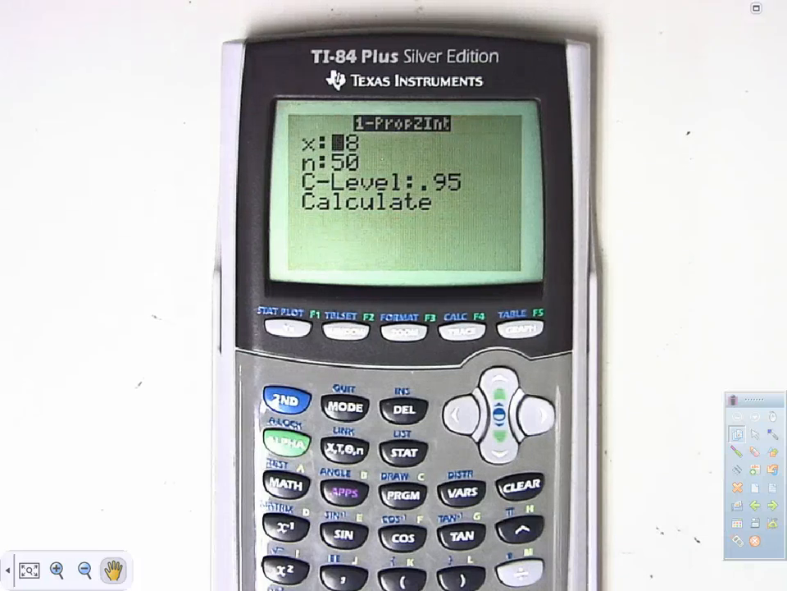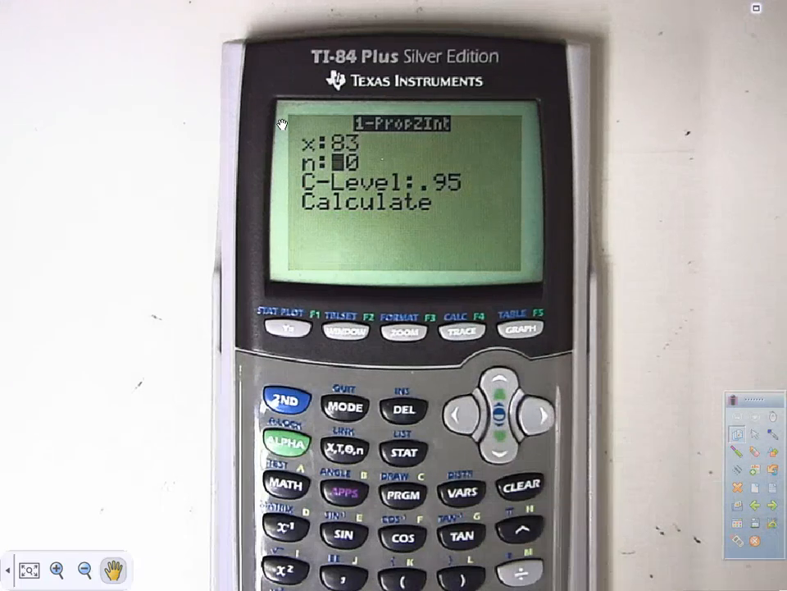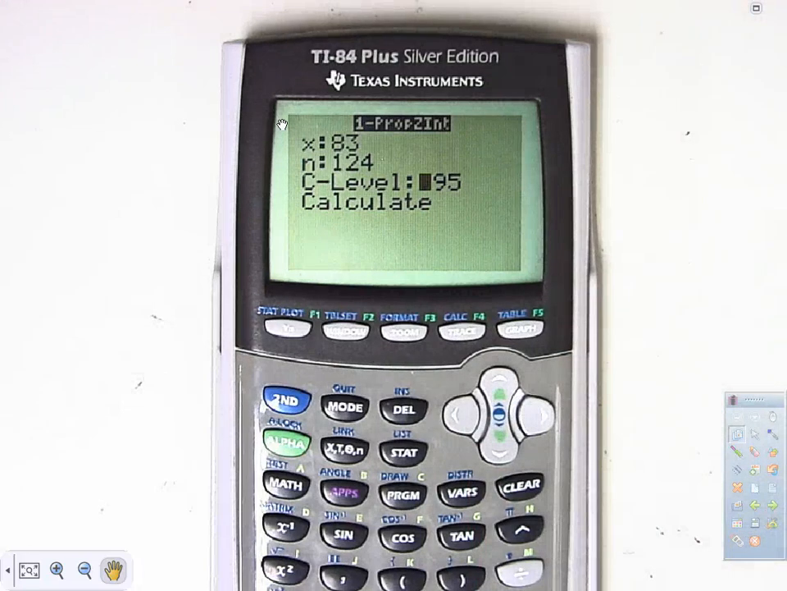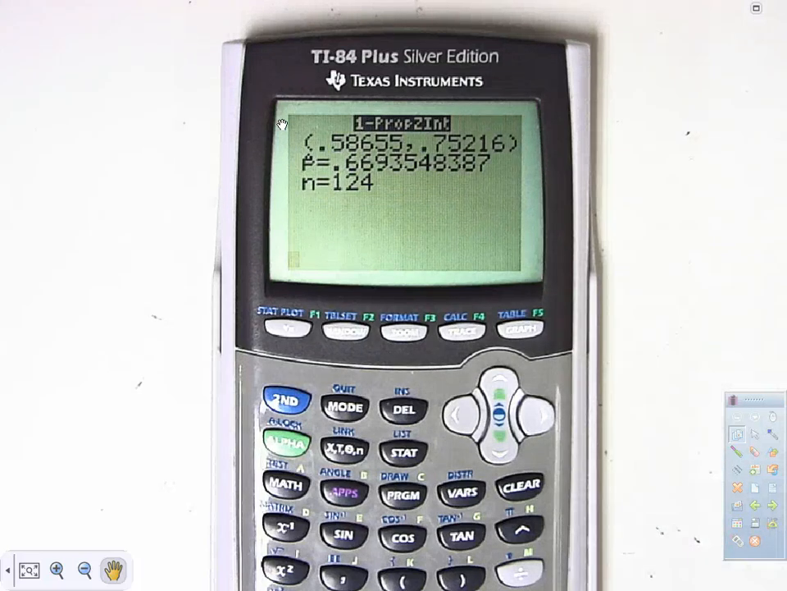And you hit enter, and it's going to ask you for some stuff. It's going to ask you for your number of successes. And in our particular example here, our number of successes were 83. It's going to ask you for the sample size, which is 124. And it's going to ask you for your confidence level, and we're at 0.95. And then when you hit calculate, boom, it gives you the interval there. So 0.586 to 0.752, you can compare that to what your notes say right now, and it should be the exact same, just rounded.